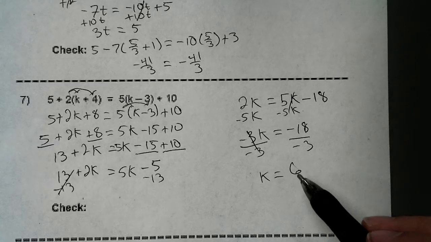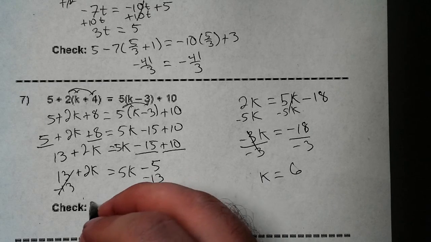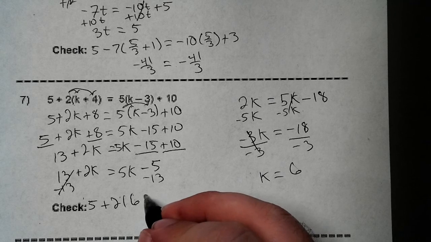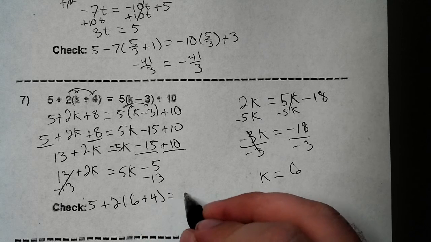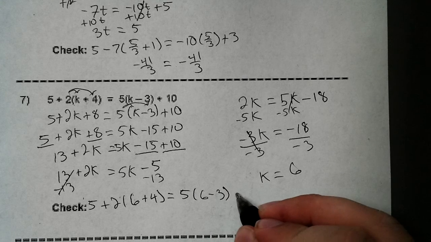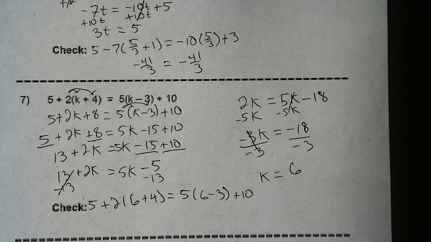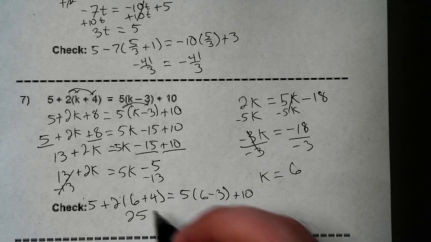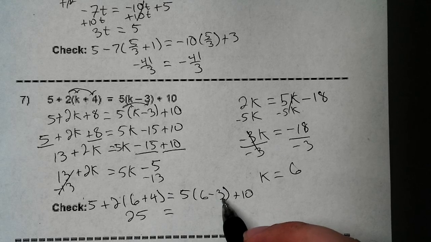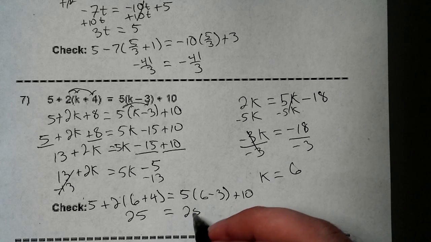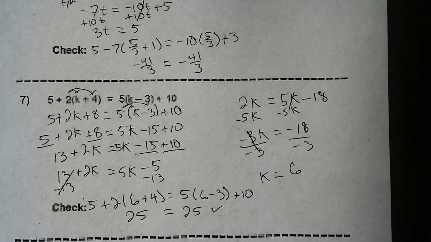Now all we got to do is go back and plug in 6. So 5 plus 2 times 6 plus 4 should equal 5 times 6 minus 3, close parentheses, plus 10. 6 plus 4 is 10, 2 times 10 is 20, 5 plus 20 is 25. 6 minus 3 is 3, 5 times 3 is 15, 15 plus 10 is 25, so this one does check.